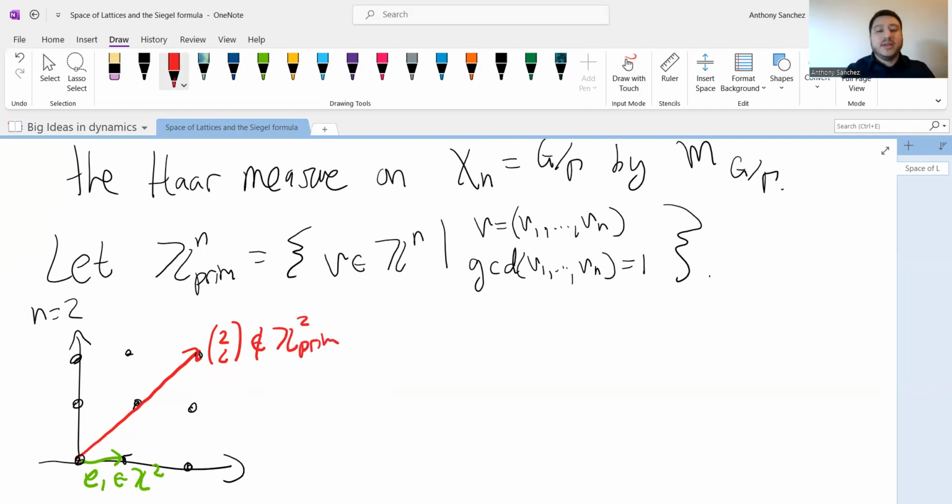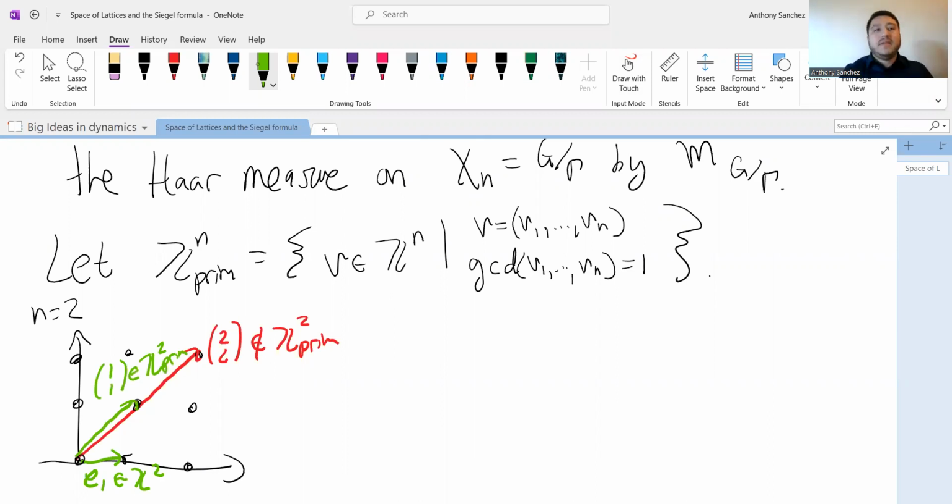So what does this GCD condition mean geometrically? The way you should imagine this is, pretend you're standing at the origin, and now pretend at all of the integer points, we place on top of it an infinitely high tree. Then the primitive lattice points are exactly the ones that you can see from the origin, right? So if I'm standing at the origin, I'm able to see this vector E1, just by looking in that direction. On the other hand, if I look in the direction of (2, 2), I'm not able to see that vector. Why? Because it's being blocked from view by the vector (1, 1), which is inside of Z^2 prim.